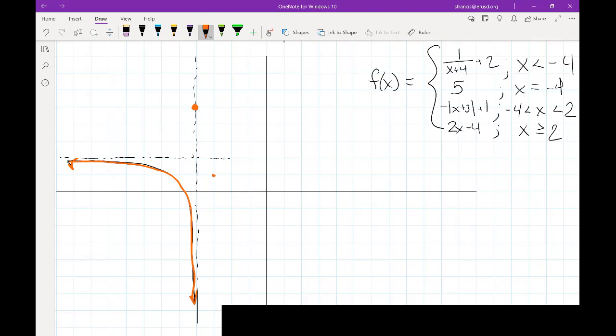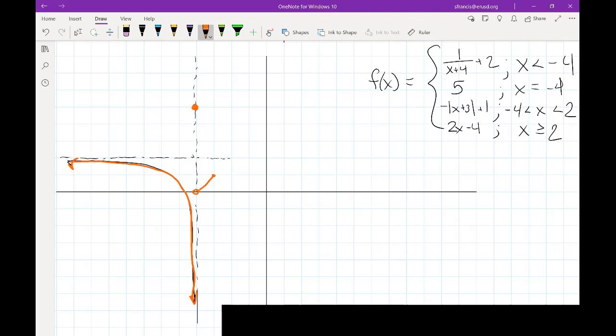Now I got to draw the other pieces, but I want to pay attention to where I'm drawing it to. Notice that it's to x equals negative 4, but not including the value at negative 4. Negative 4 is right here. So we're going to have an open circle right here. And then we'll have that line. That's supposed to be a straight line. It's decent.